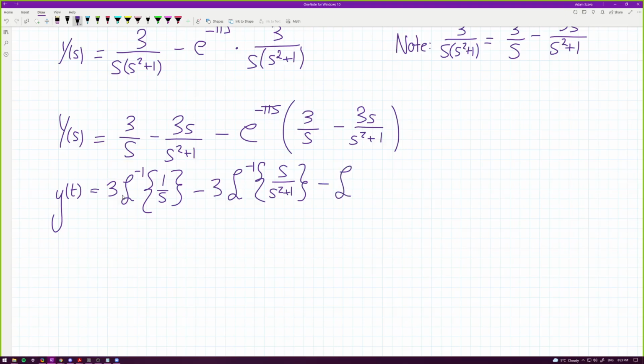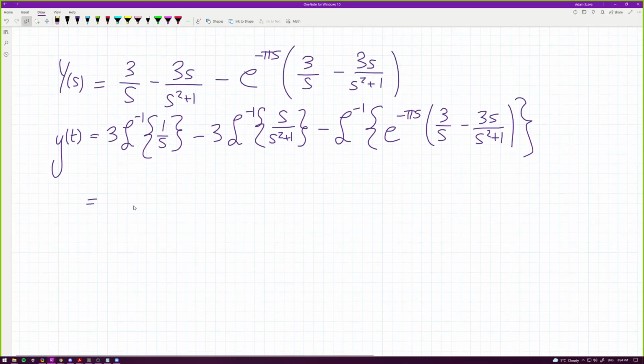Minus the Laplace inverse of e to the negative pi s times, well, I'll just write it like this for now, 3 over s minus 3s over s squared plus 1. Okay, and so now we can continue. The Laplace inverse of that is 1, right? And then, that's right, yeah. For a second I thought, wait, that's not right, but it is. And then this one is minus 3.